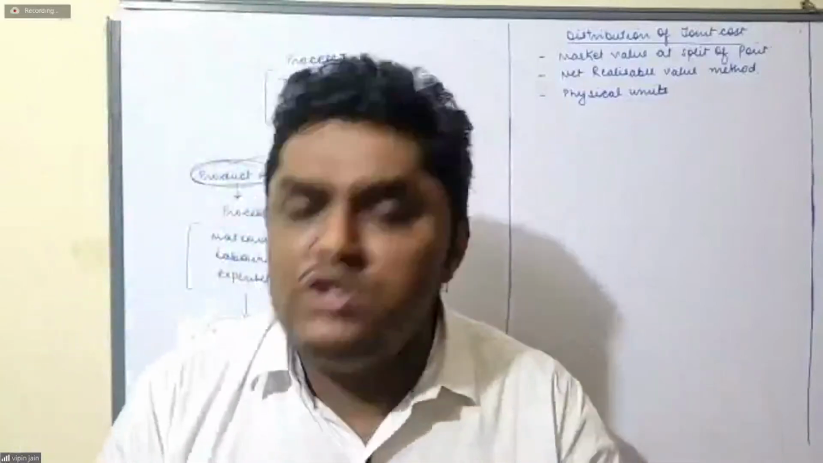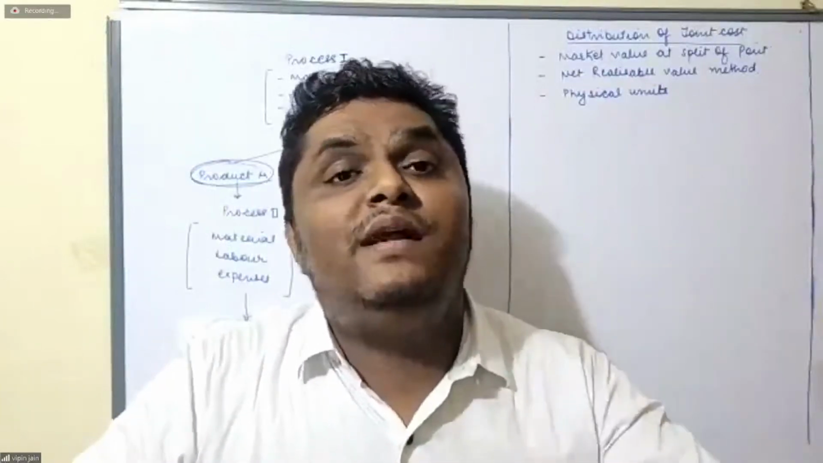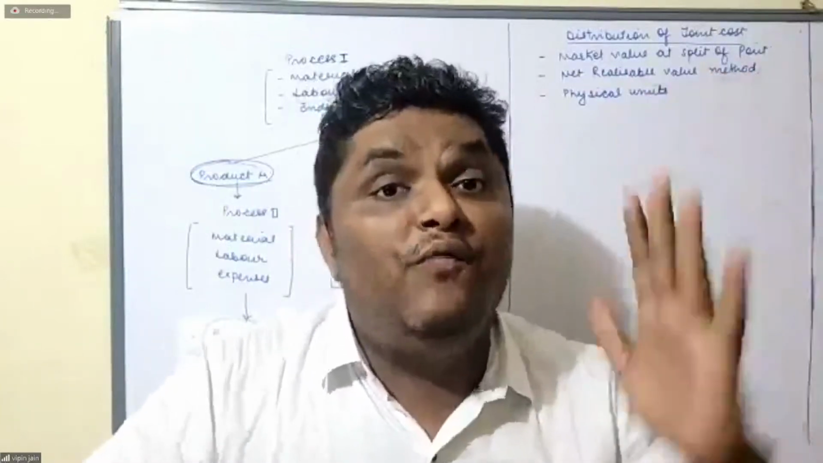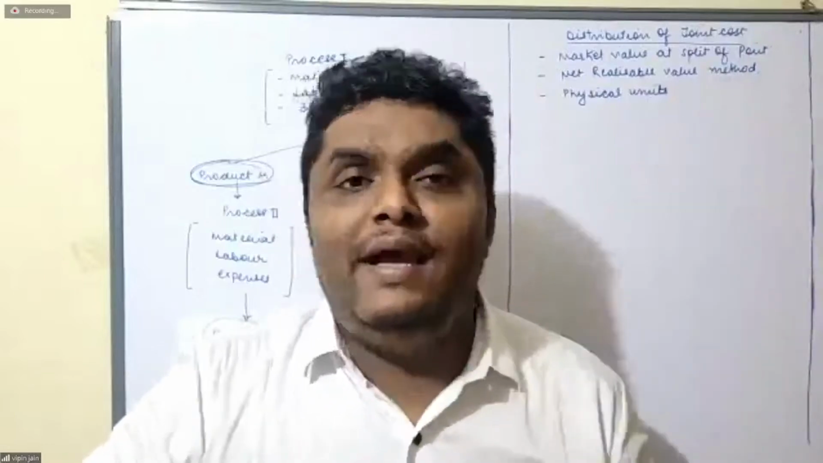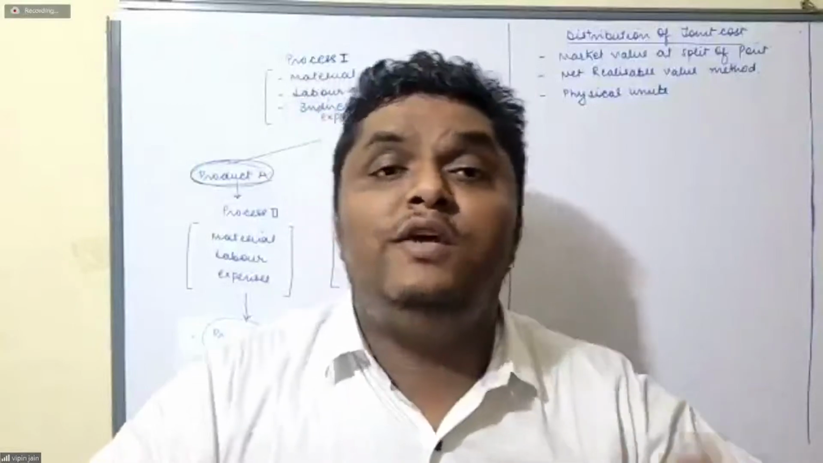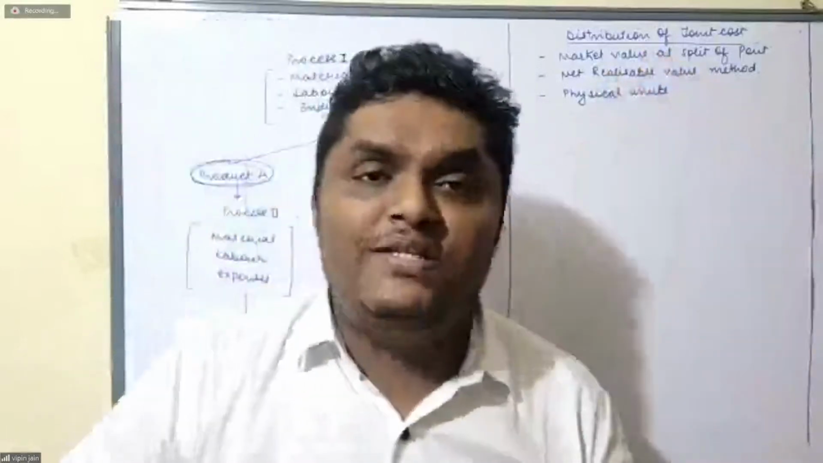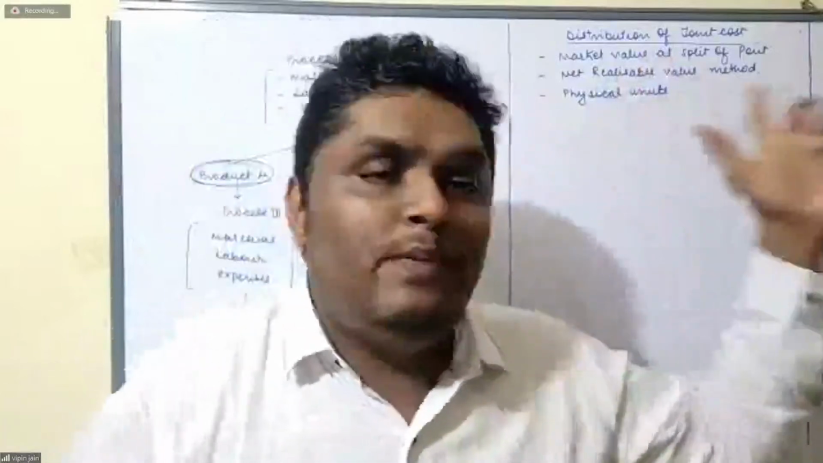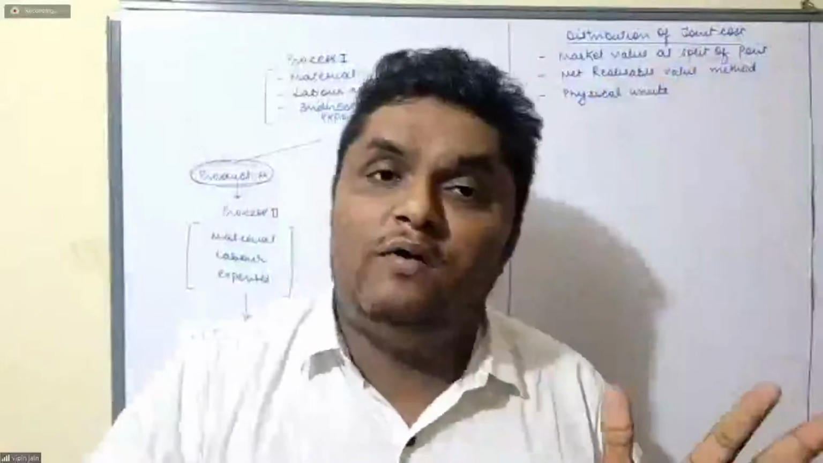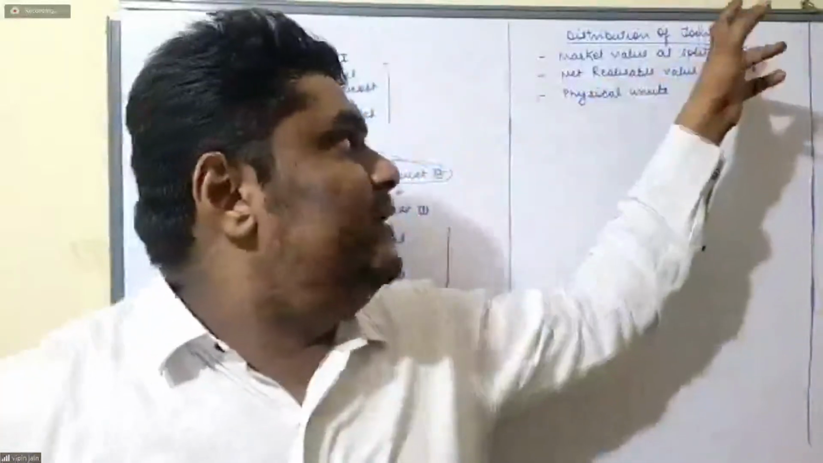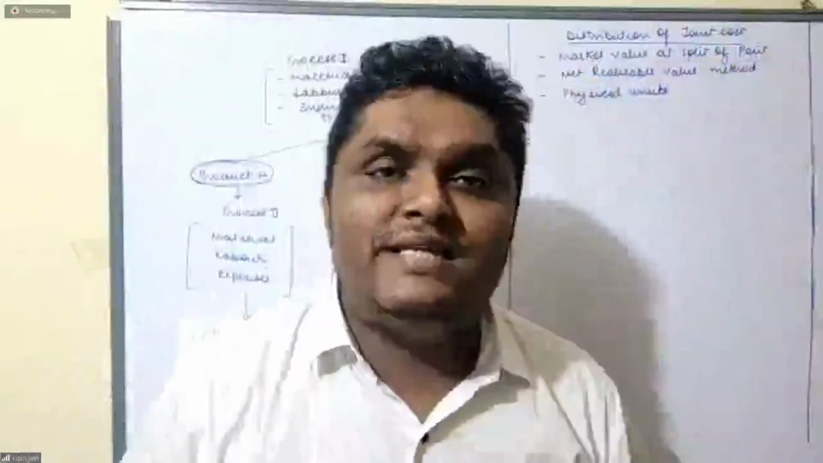Guys, in most of the cases, the examiner will tell you which method you have to apply. But what if the question is silent? If the question is tricky and silent about which method to use, then you have to use this approach. The first approach is to distribute the joint cost in the ratio of market value at split off point. If you cannot apply this method, then check whether you can apply the net realizable value method.